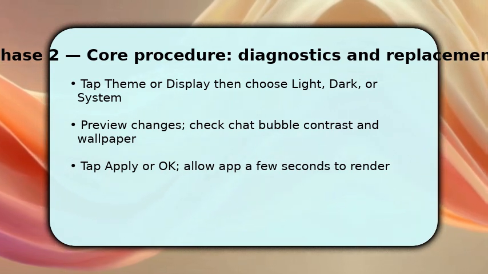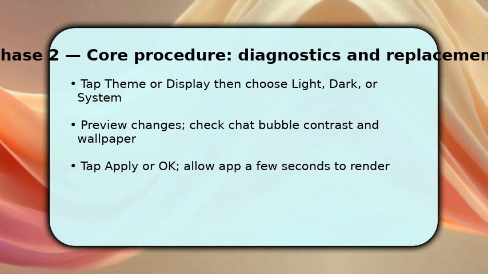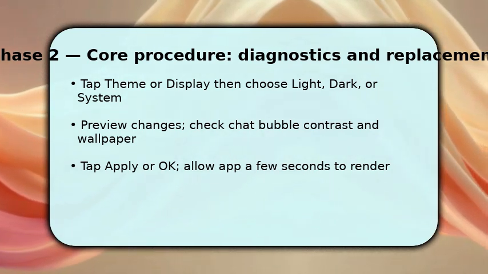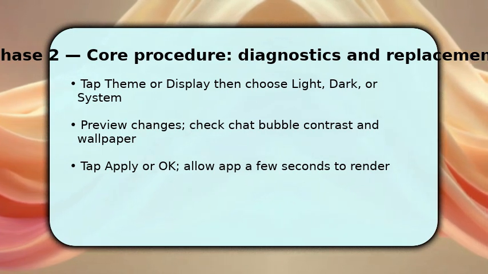If you use System, WhatsApp follows your phone's setting. Choose explicitly if you want a different look. Finish by verifying chats, status, and settings display correctly.